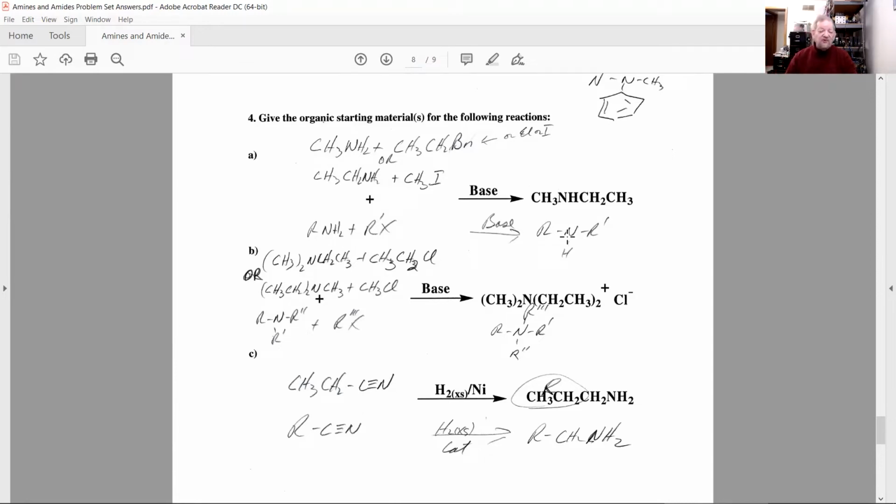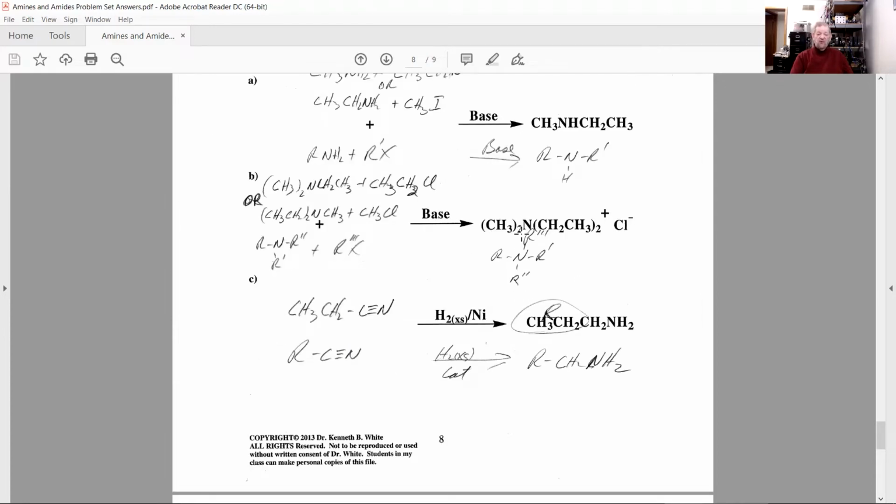And as always, you need to know your general reactions. And if we look at B, what do we have? Quaternary ammonium salt. I forgot the arrow and the word base here. Boy, I got lazy on this one. And how do you make a quaternary ammonium salt? Tertiary amine plus alkyl halide in the presence of base, which I forgot to put the arrow and base, sorry.